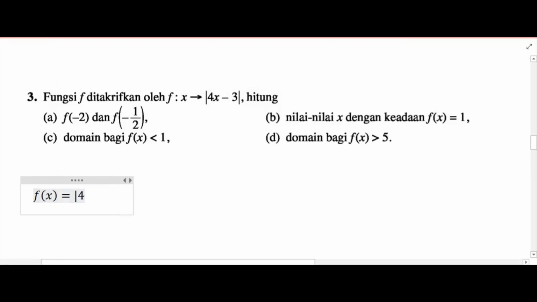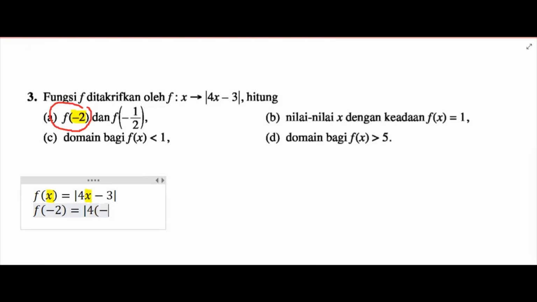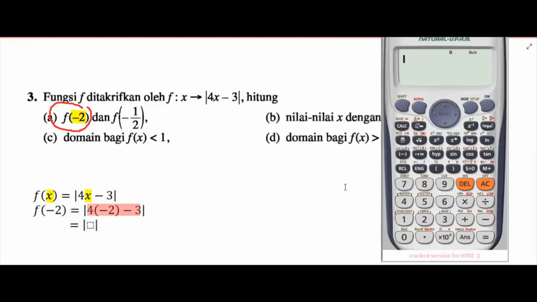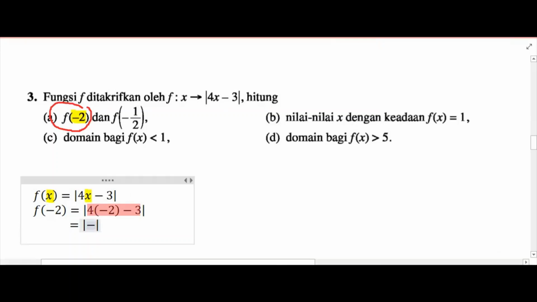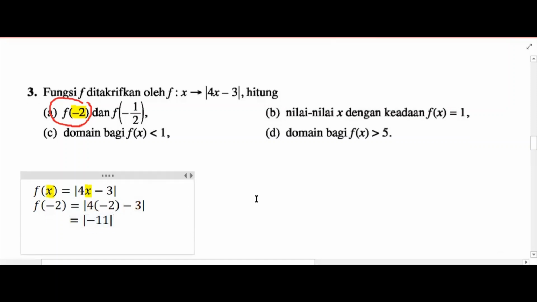fx is equals to modulus 4x minus 3. Okay, so first question, can you find f negative 2? Maksudnya apabila x dia adalah negative 2. What is the image? Okay, when x is negative 2. So modulus 4 times negative 2 minus 3. Okay, so kita kira yang dalam modulus. Can you find for teacher inside the modulus? Ingat calculator tak ada tekan modulus punya. Okay, we just count inside first. 4 times negative 2 minus 3. Okay, you get negative 11. Negative 11. Tapi modulus sentiasa positif. Okay, modulus will change negative become positive 11.